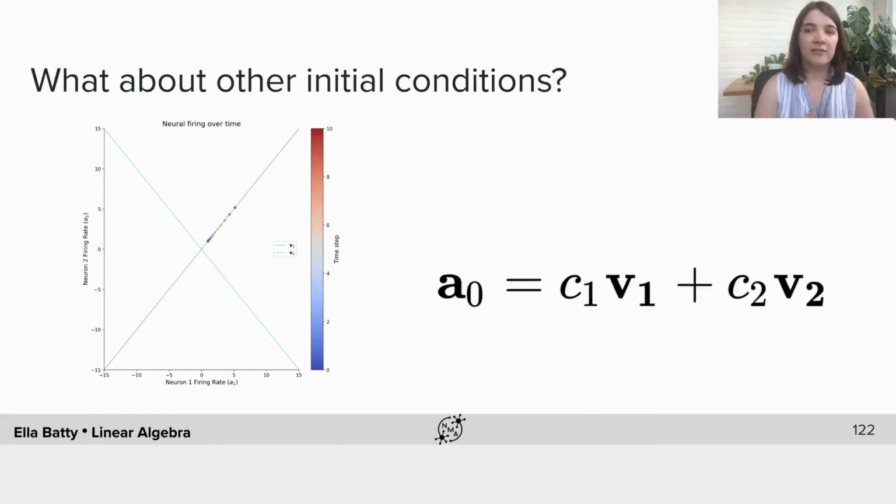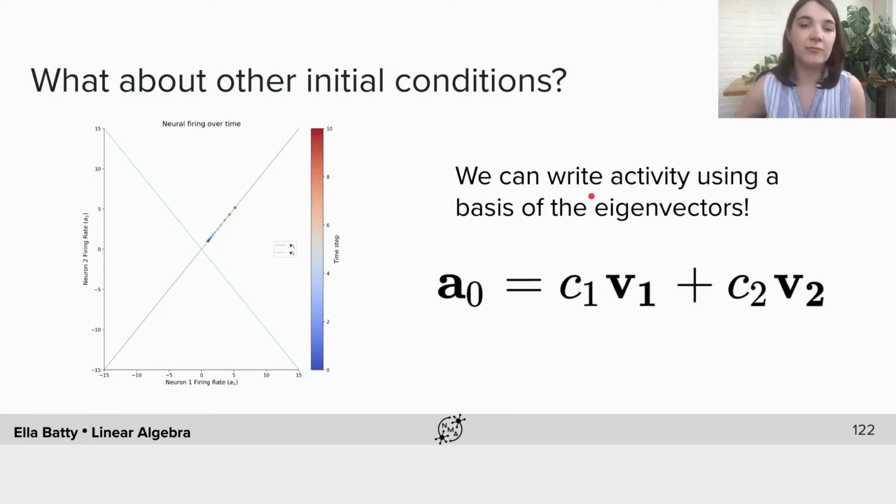So we just looked at a very specific initial condition, which was along the eigenvector. What happens if there are other initial conditions that you start with, so anywhere else in space? And it turns out that we can actually write the activity using a basis that is the eigenvectors. And this is true for this matrix because, as you can see, these eigenvectors are two linearly independent vectors in 2D space. So they span 2D space and are a basis for it.